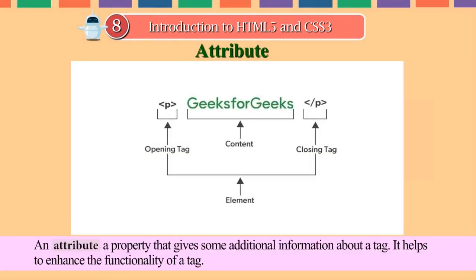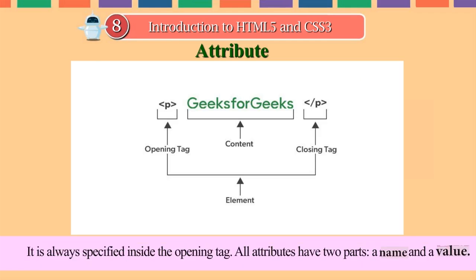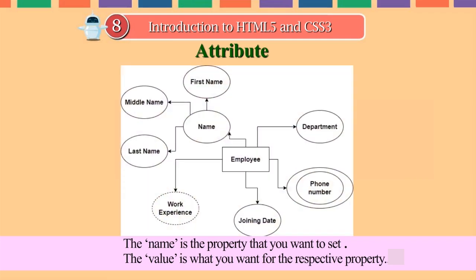An attribute is a property that gives some additional information about a tag. It helps to enhance the functionality of a tag. It is always specified inside the opening tag. All attributes have two parts, a name and a value. The name is the property that you want to set. The value is what you want for the respective property.